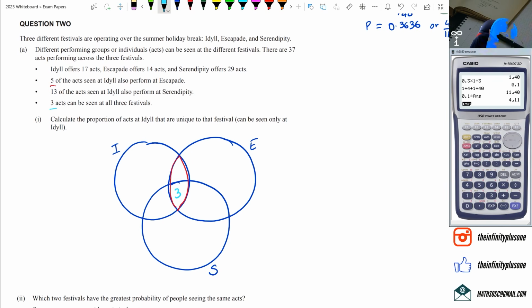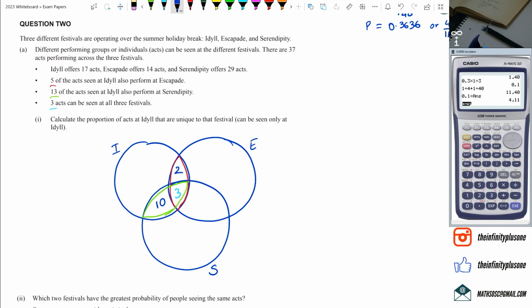And remember that the red part we said was going to be 5. If the red little part is going to be 5, then we know that this is going to be 2. So we've got 3 and 2. Then it says 13 of the acts can be performed at idle and serendipity. So this part here is worth 13, and because we've already got 3 there, this is going to be 10.